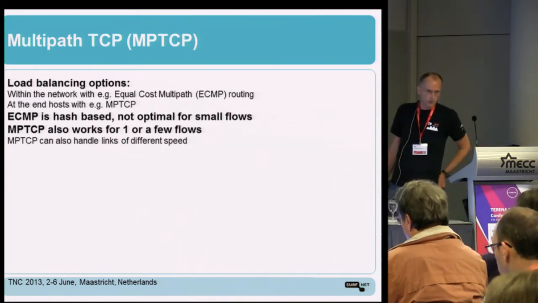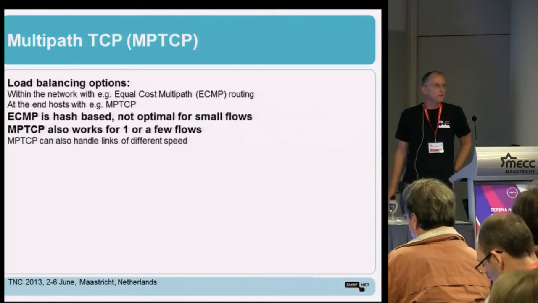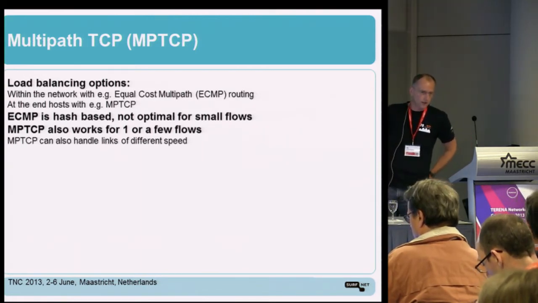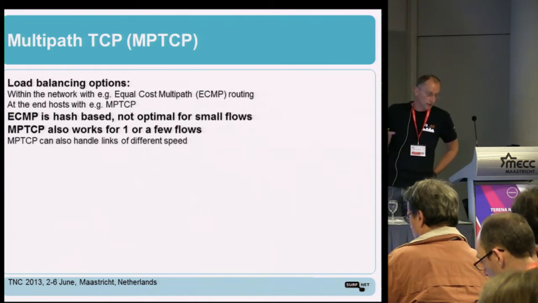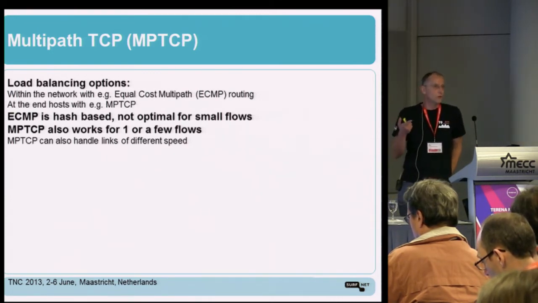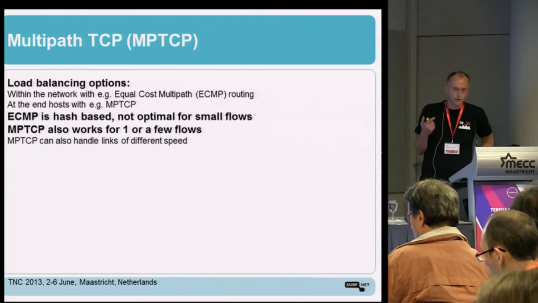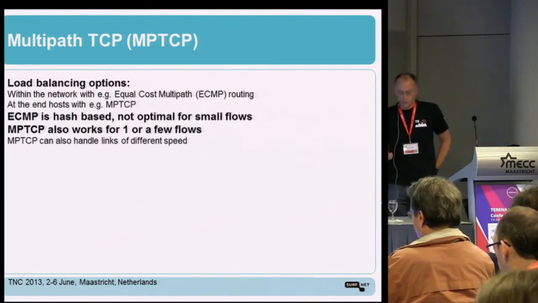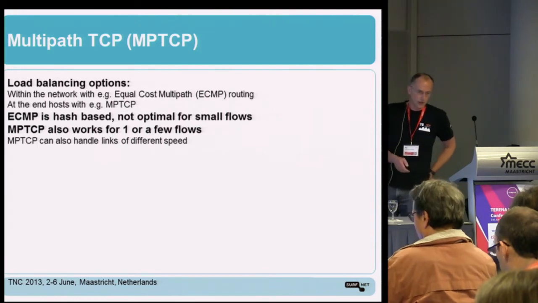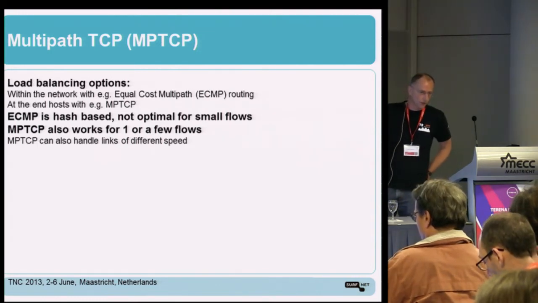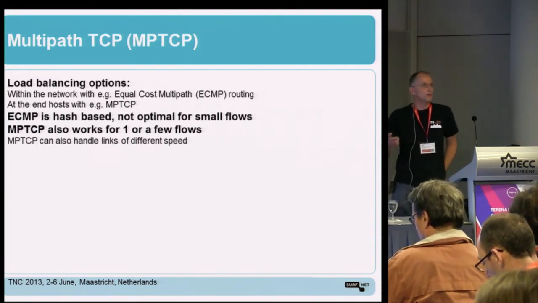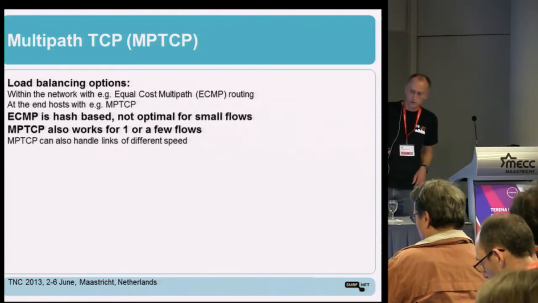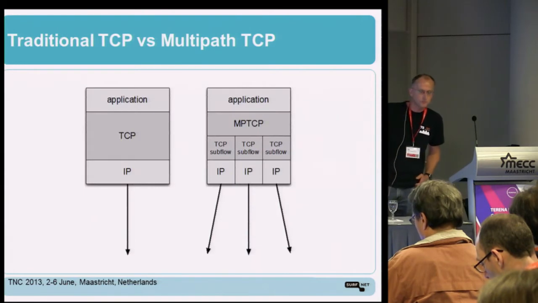So that's one of the reasons we started looking at MPTCP, because it works for a single flow. It can also handle links of different speeds, and it also really load balances. It has congestion control, and it puts the load on the least congested links.